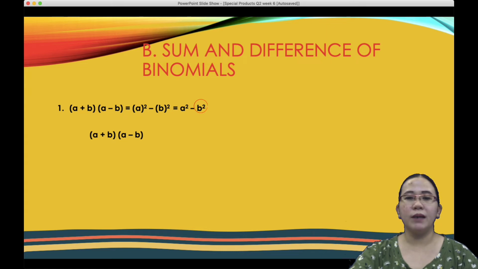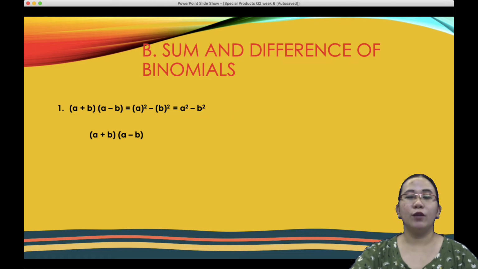Remember that positive times negative or opposite signs result to negative sign when multiplied. Or we can simply use the FL method. Just multiply first to first terms and last to last terms. And the sign is always negative if we have the sum and difference of 2 binomials. Thus, the product of a plus b times a minus b is a squared minus b squared.